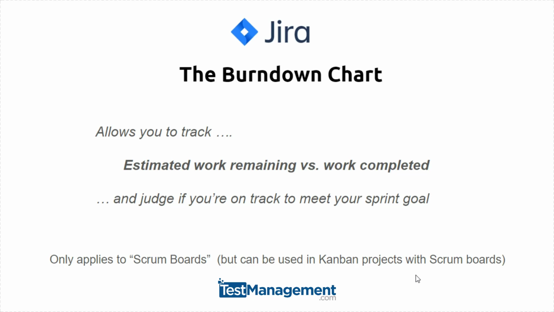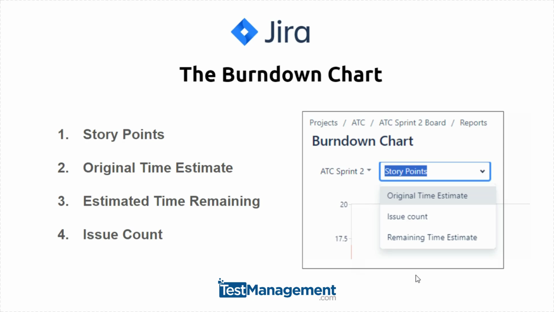Now, this is a report that applies only to Scrum boards, and note I say boards here. You can have a Kanban project set up with a Scrum board, and we'll look at that at the end. But you need to create a Scrum board, and from that board you can then look at the Burndown chart and report. And this chart can be used in 4 different ways.